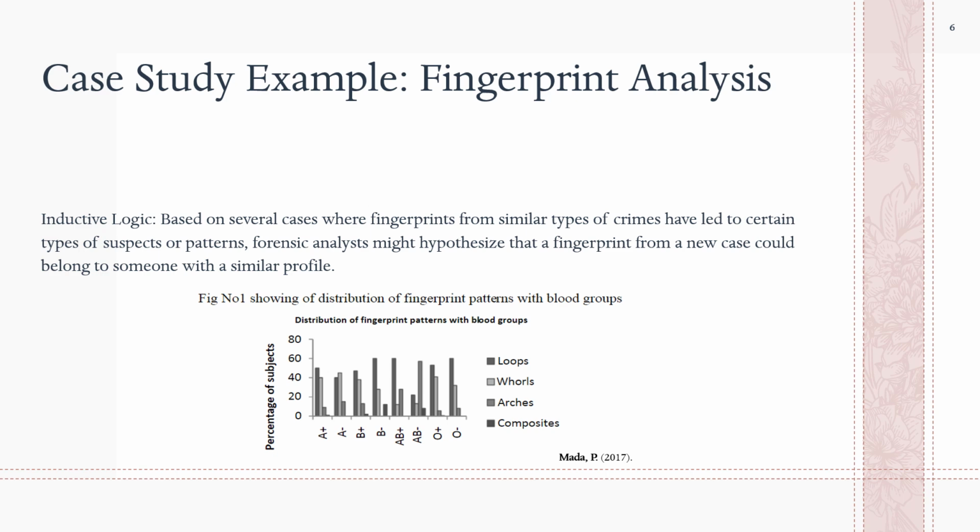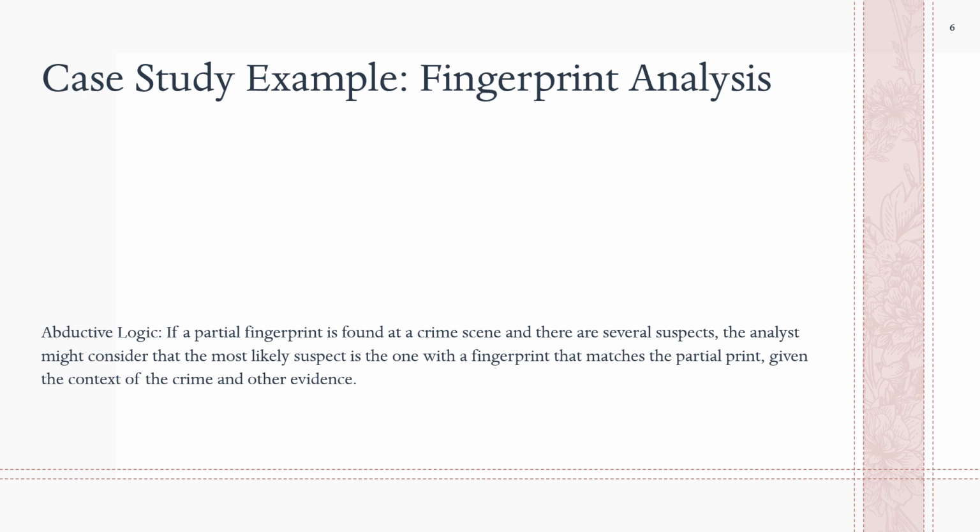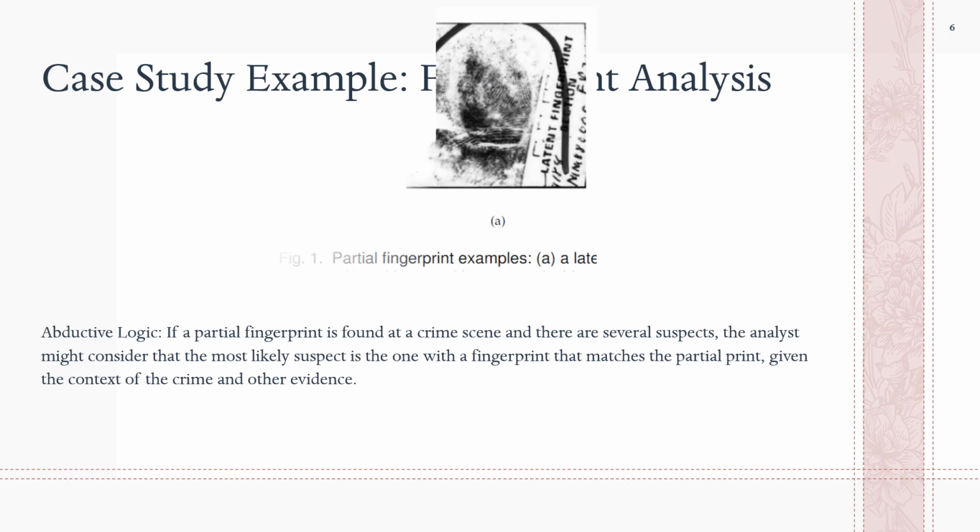So remember, this is inferring the most likely explanation from incomplete evidence. So it's basically inconclusive, or there's little there. If a partial fingerprint is found at a crime scene and there are several suspects, the analyst might consider that the most likely suspect is the one with a fingerprint that matches the partial print, given the context of the crime and other evidence.